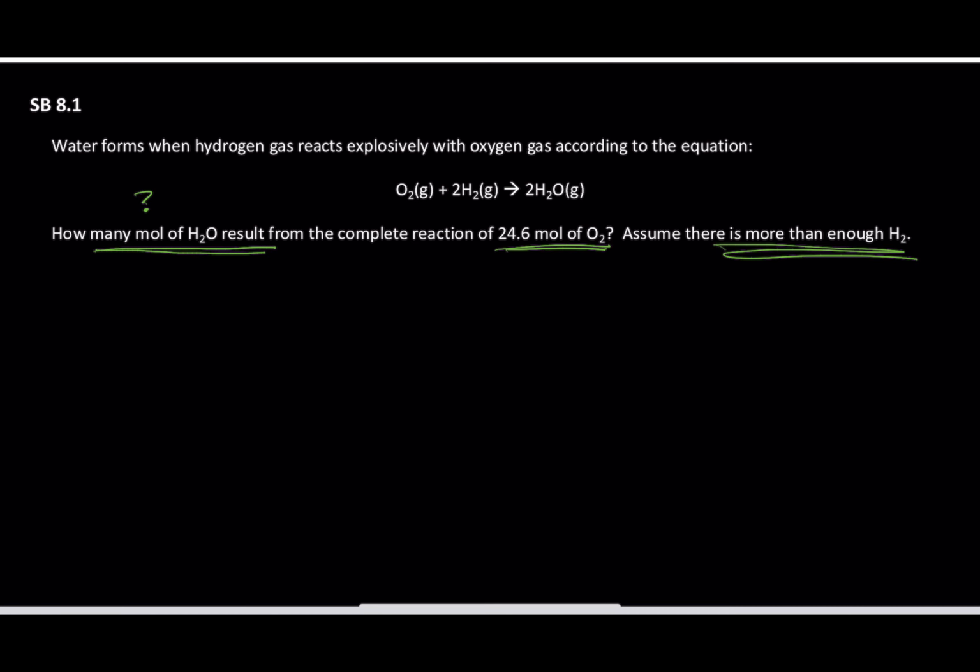And so if I only have one piece of information, then I'm going to have to assume that there's ample of the other. Yes, does that make sense? Okay, so let's first come up with a relationship between oxygen and water, right?